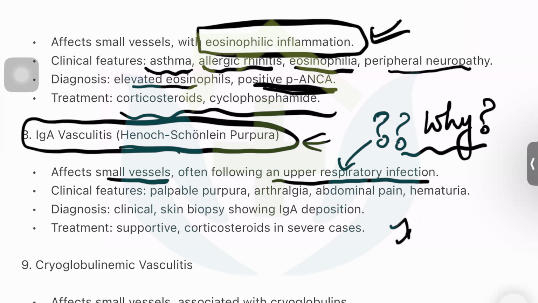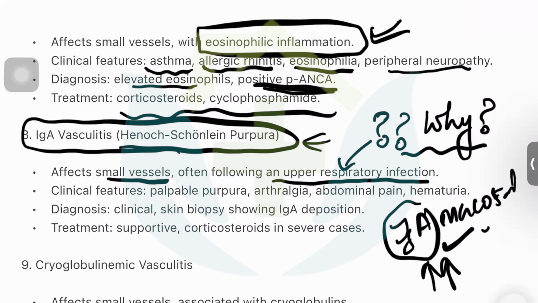So IgA is also known as the mucosal antibody. So whenever there is an upper respiratory tract infection, excess IgA is produced. And this excess IgA gets deposited with the antigens in the basement membrane of the blood vessels, leading to IgA vasculitis, and also in the glomeruli as linear deposits, leading to IgA nephropathy. So diagnosis is clinical.